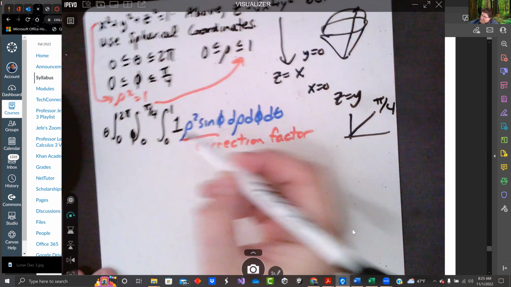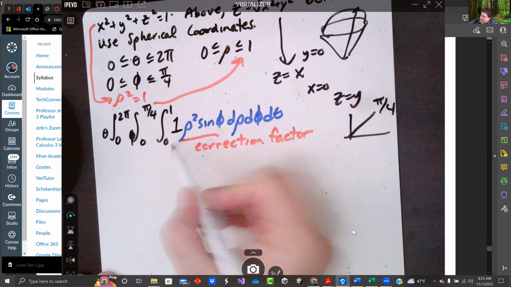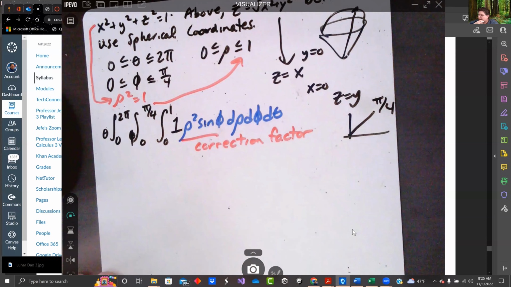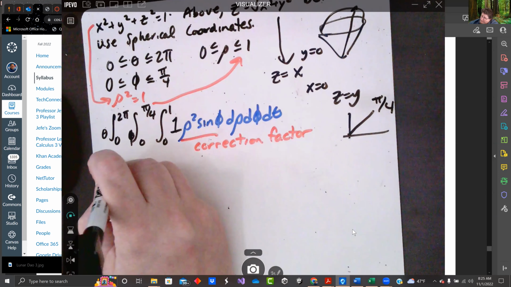So this is actually separable. All my limits are constants. And none of the functions have a plus or minus, these are all products. I can actually split this up into 3 single integrals.